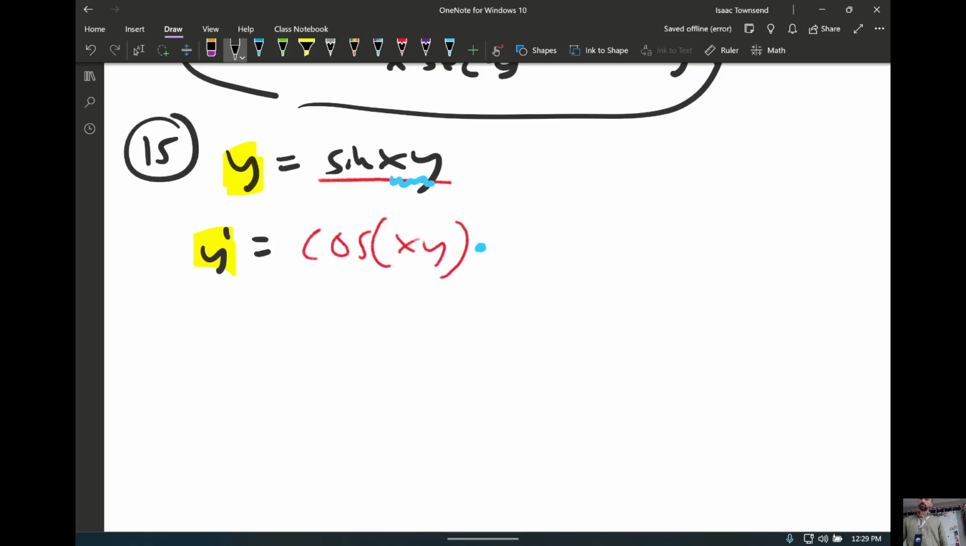Okay, it is chain rule, but to do the chain rule, to do the derivative of x times y, that's going to be product rule. So derivative of x times y left alone plus x left alone times the derivative of y. Took the derivative of y, so there's a y prime. Okay to here?